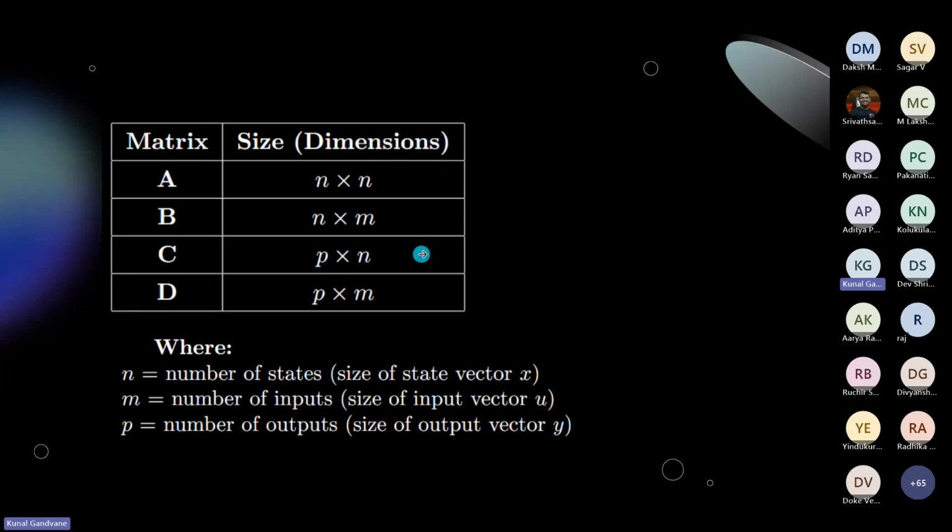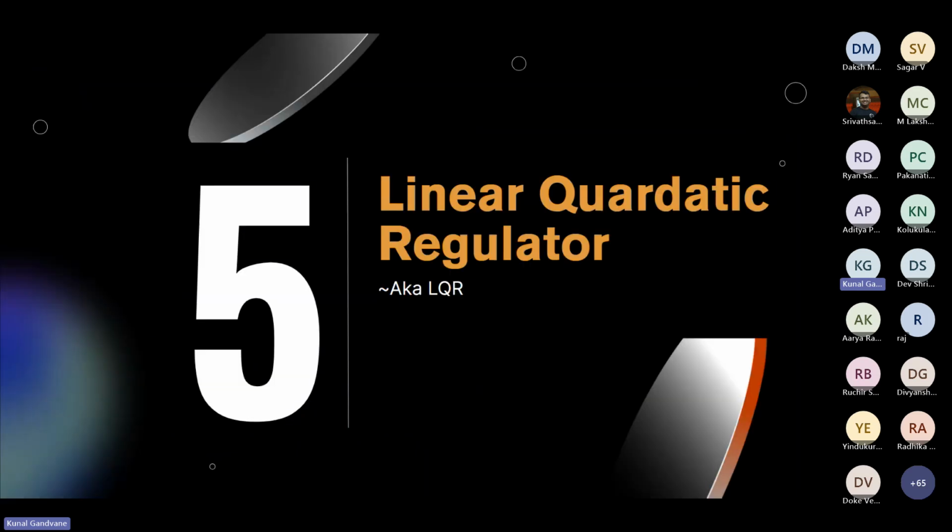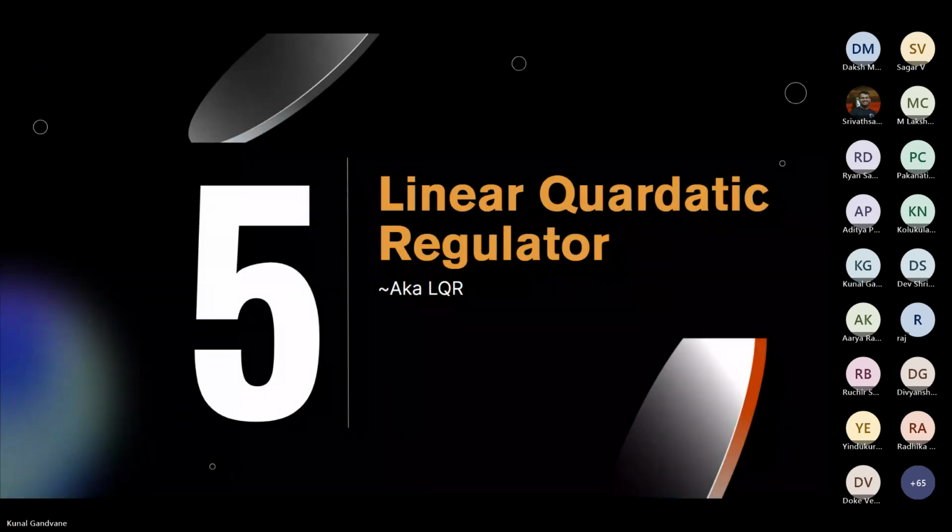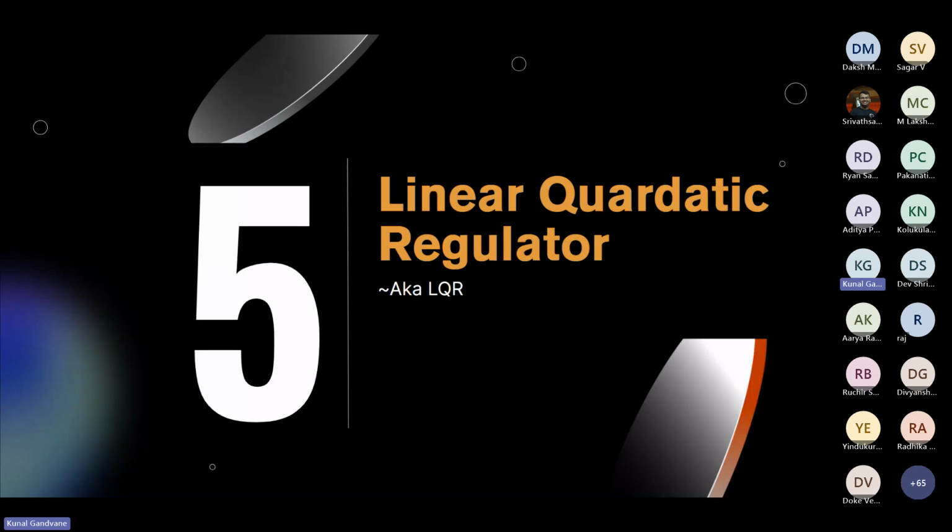So this is all about state space representation. I guess you understand the state space representation now. Since we understand it, let's talk about LQR. In real systems, we don't just want to reach the target, as PID just reaches the target irrespective of the state. We also want efficiency and accuracy.